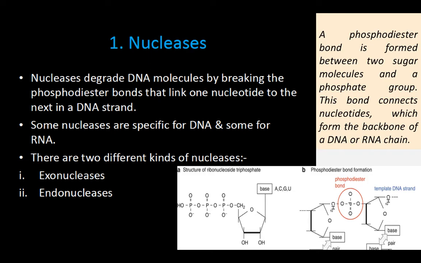Now whenever this cut is going to occur, this particular cut is going to occur by two different kinds of nucleases. One of the nucleases is known as exonuclease, and another one is known as endonuclease. Exonuclease. Just try to analyze the word.